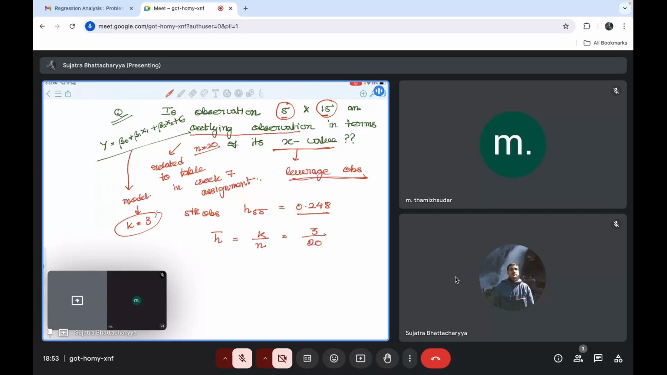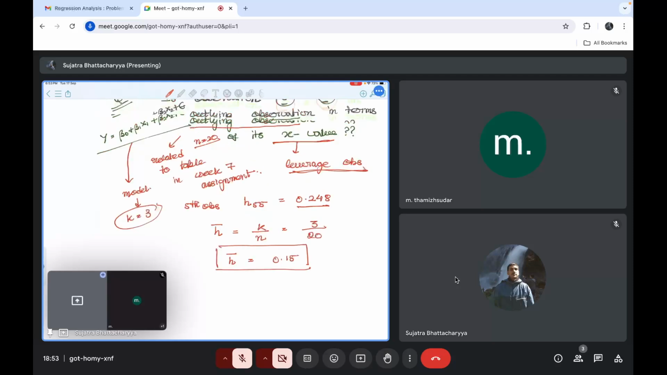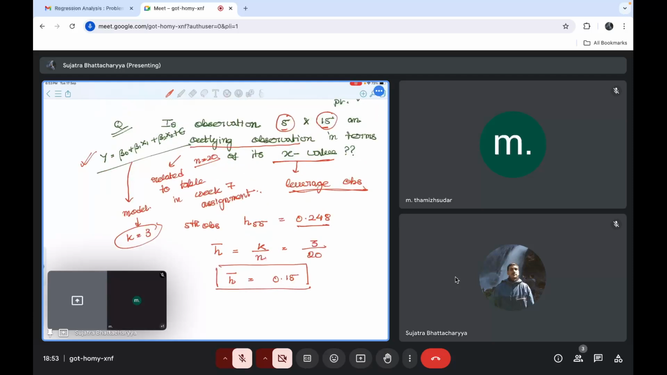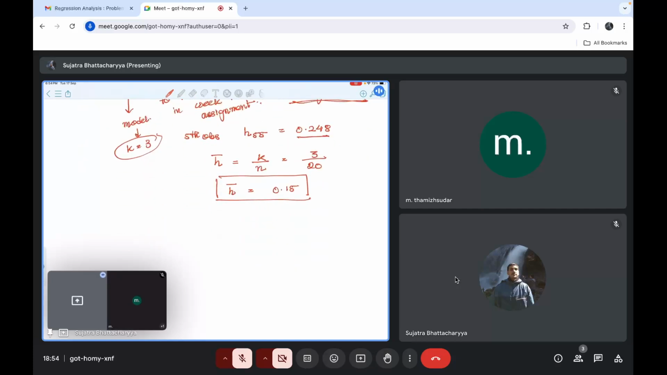So h bar comes out to be 3 by 20, which is 0.15. Okay, h bar is equal to 0.15. This will not change for the entire set of observations, because this k by n depends only on the number of parameters and the number of observations. So h bar is fixed. Now, what is the criteria? The criteria for a leverage point is that it should be greater than 2 times h bar. So 2 times h bar is 0.3.